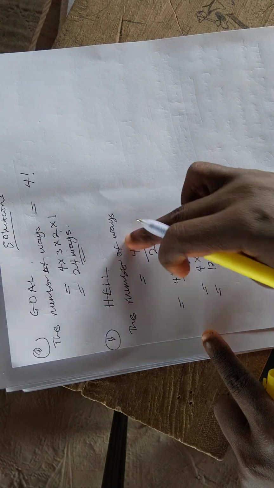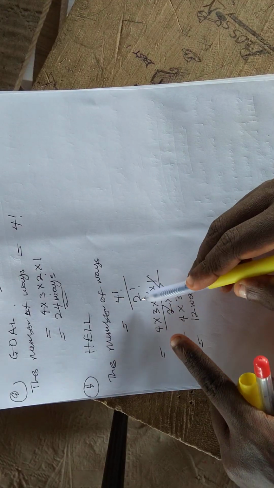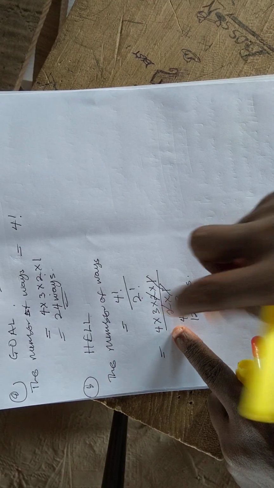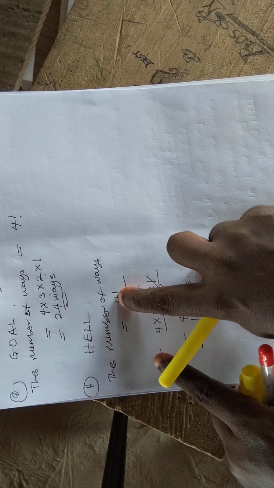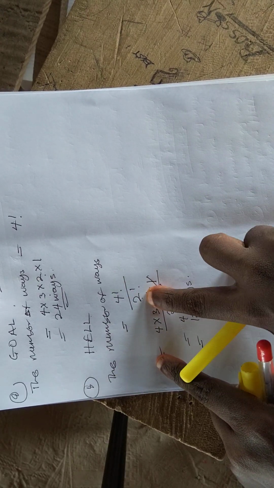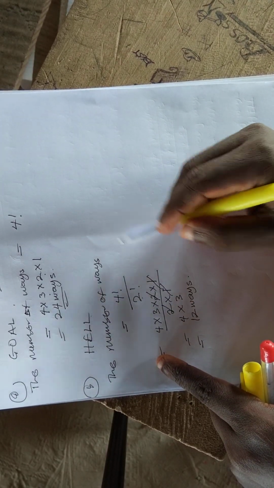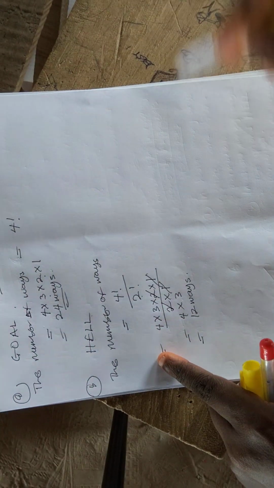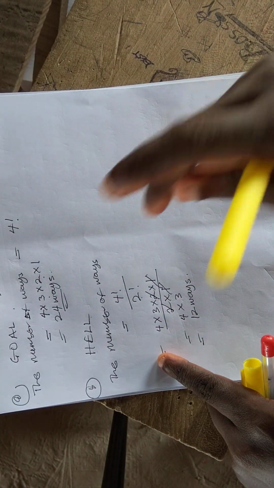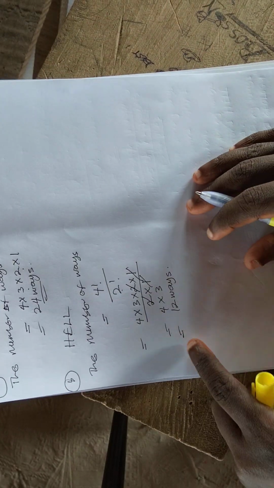But the shorter way of solving this, for those JAMB students: 4 factorial over 2 factorial, no need to multiply the smaller one. Just multiply the bigger one until you get to the smaller one, then cancel. For instance, 4 factorial over 2 factorial, you can just say 4 times 3 times 2 factorial over 2 factorial. So 2 factorial cancels 2 factorial, you have 4 times 3, which is 12. That is the other way of solving it.